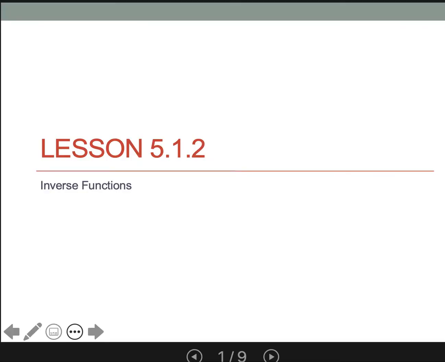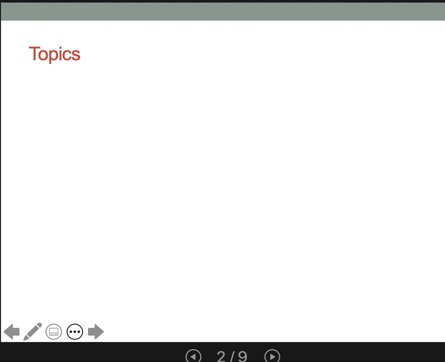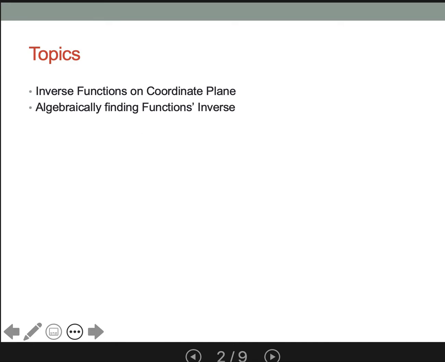Class, today's day 2 of inverse functions, lesson 5.1.2. The topics that we're going to cover are inverse functions on a coordinate plane, algebraically finding function inverses, which we did last time, and domain and range with respect to inverse functions.